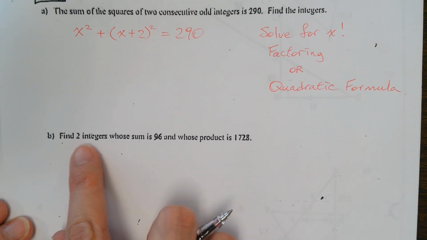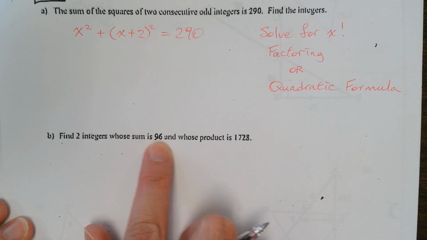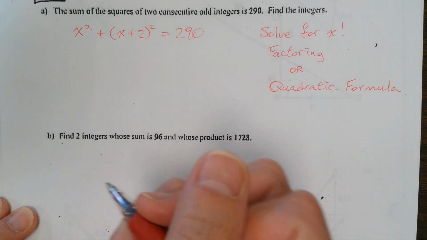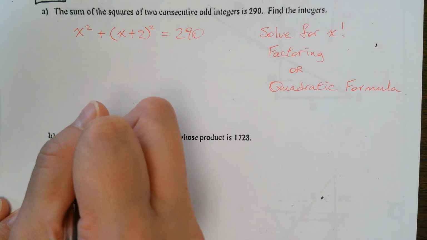Right. Find two integers whose sum is 96, whose product is 1728. So find two integers.